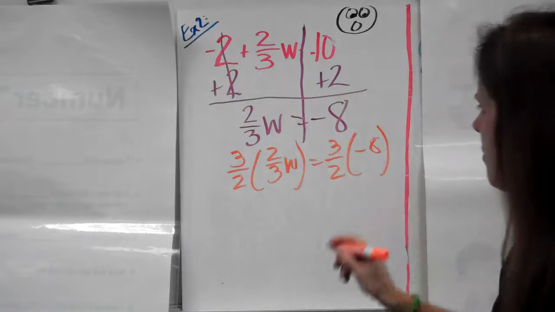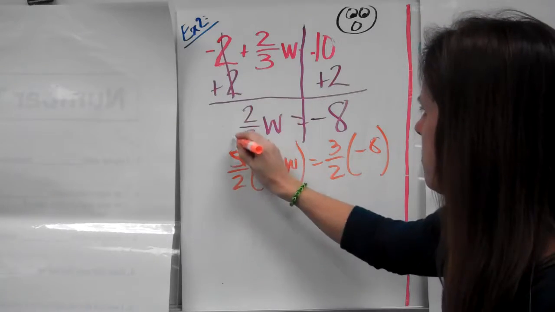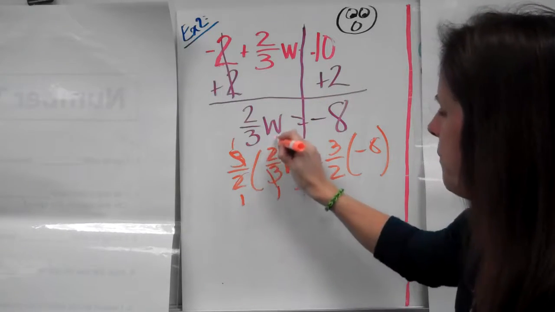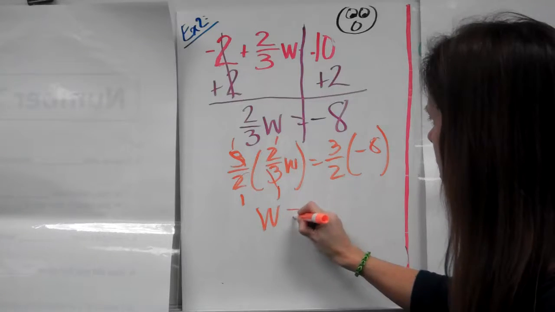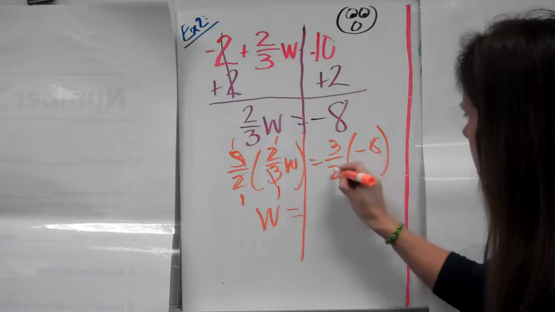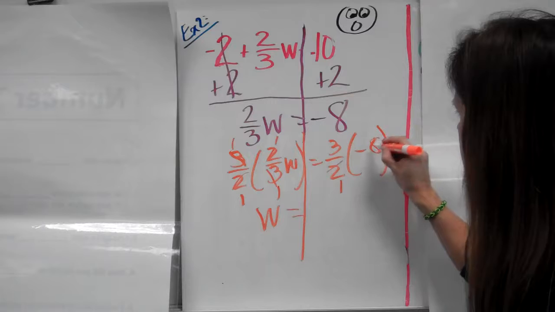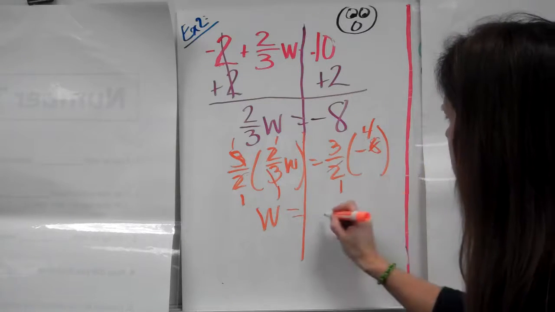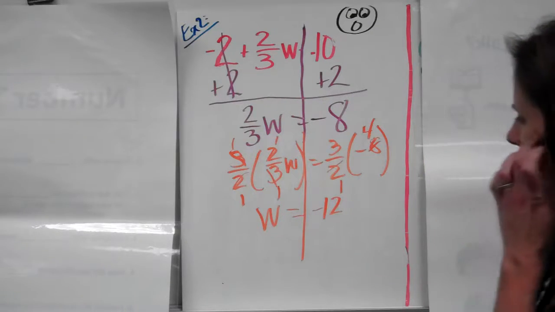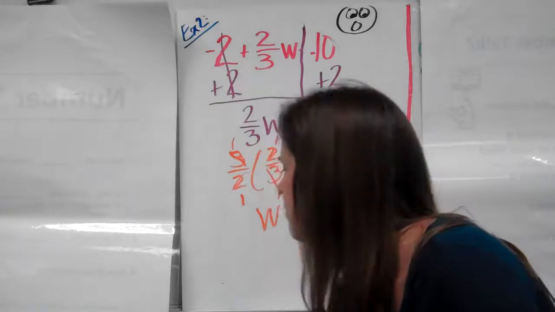That's an 8 there, okay. This simplifies to 1w. And here, 2 goes into 2 once, 2 goes into negative 8 4 times, so that's a negative 12. Do our check.